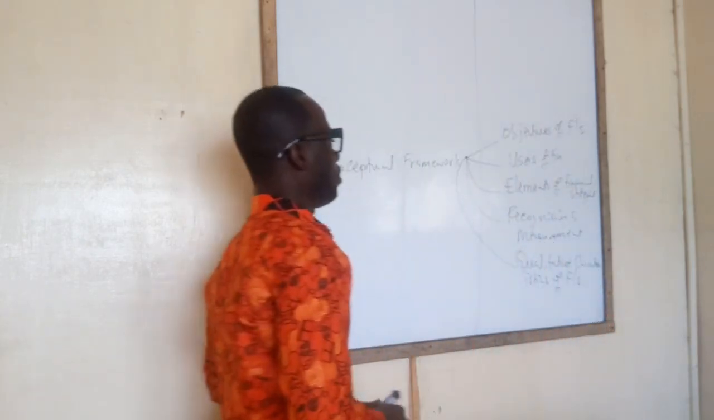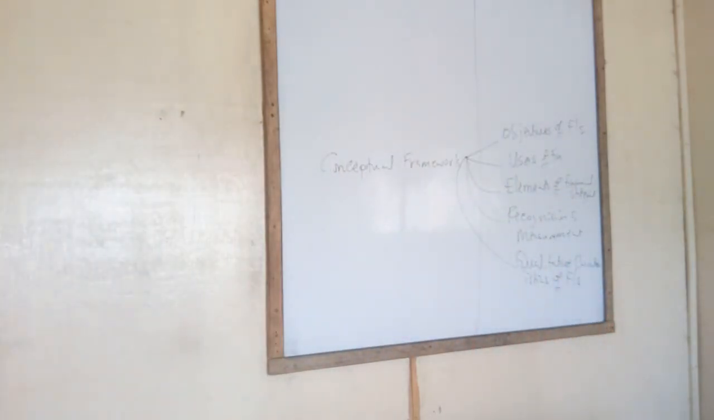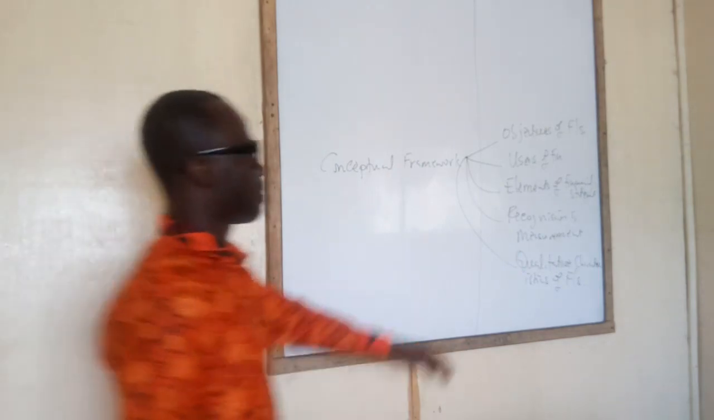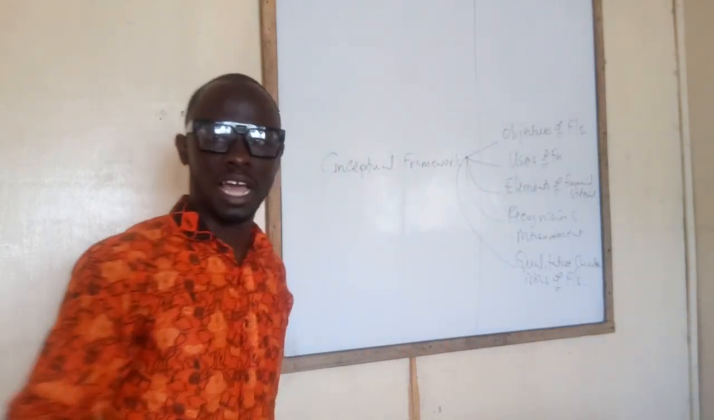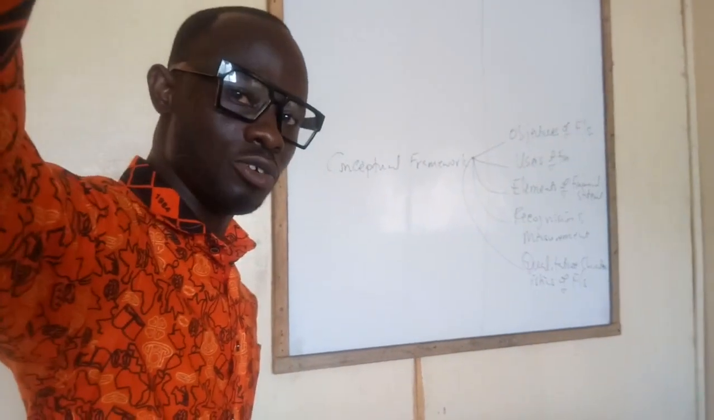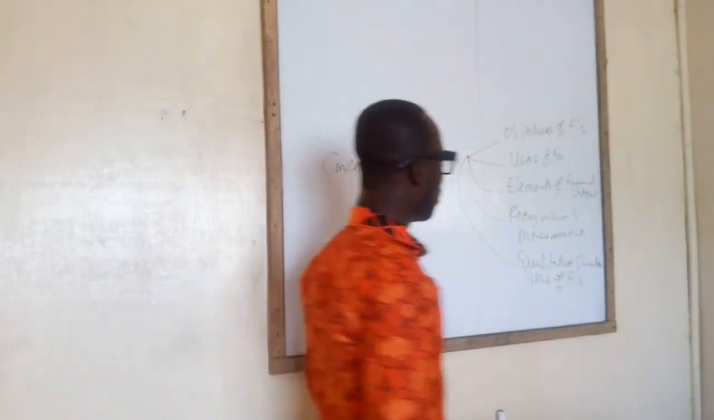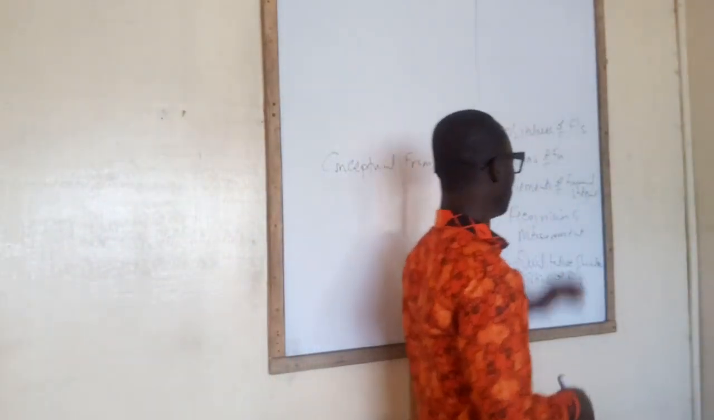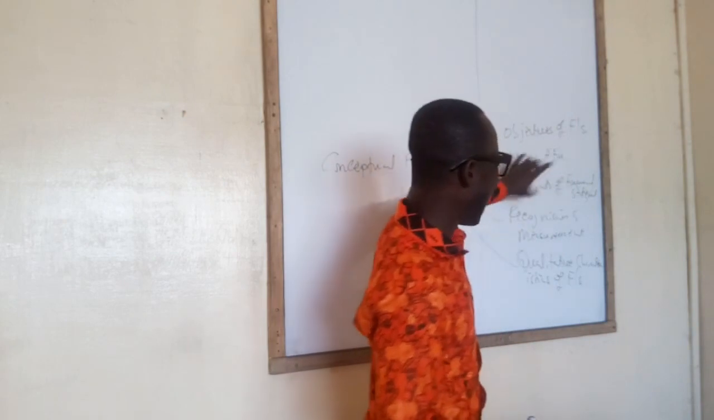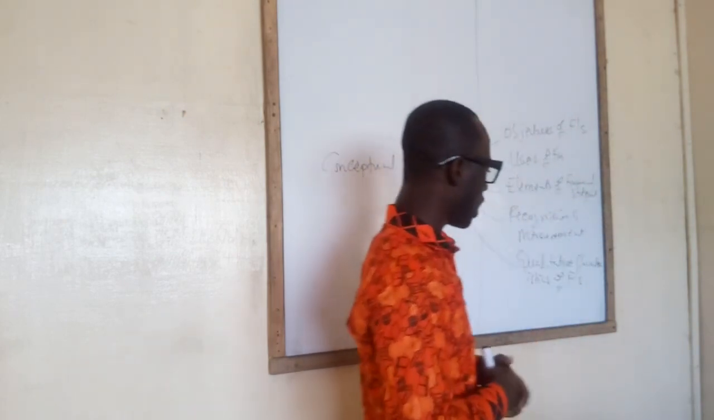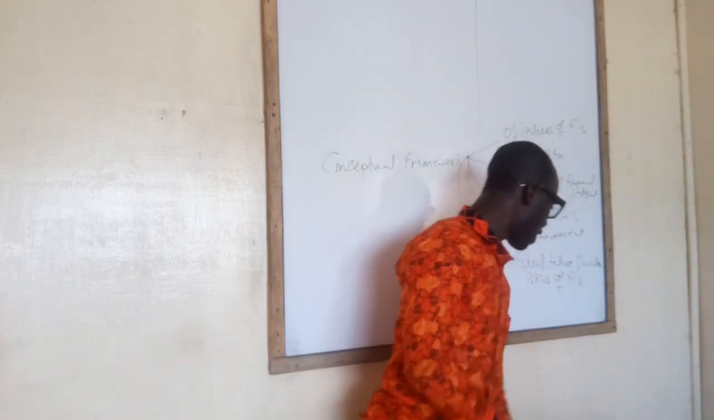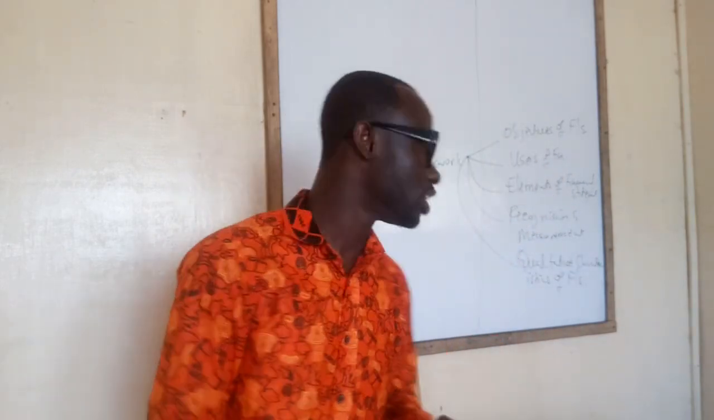So these are typically theory areas that you will be reading on: objective of financial statements, uses of financial statements, elements of the financial statement, how we recognize and measure elements, then qualitative characteristics of financial statements.